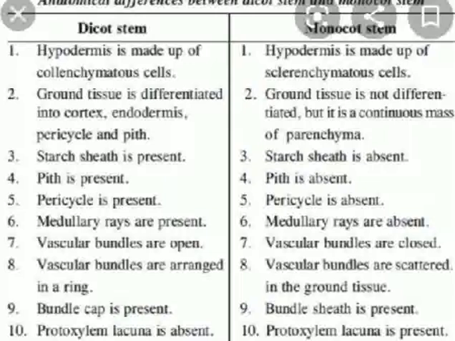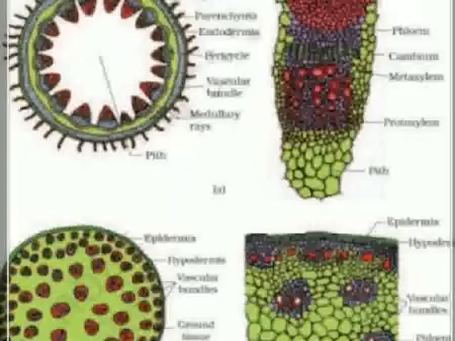So whatever structure we explain, that is of the transverse section. First we will be explaining the dicot stem and the monocot stem. This is how they look. This is the TS, transverse section, of the dicot stem, this is the monocot stem, and this is the portion of the TS, a small portion focused under the microscope for a better understanding.